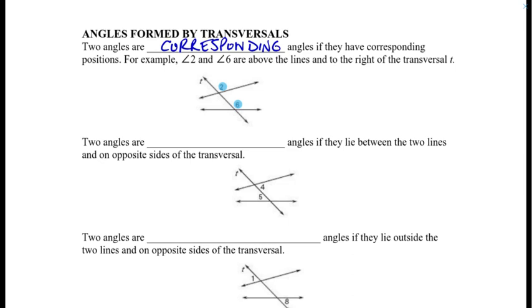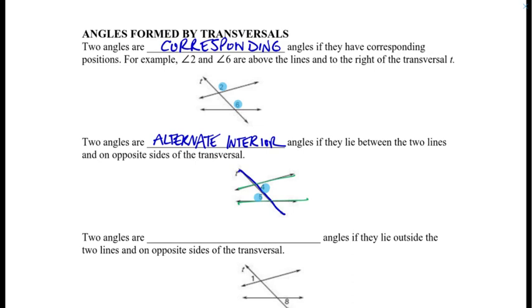Next one, we have two angles are called alternate interior angles. If they lie between the two lines and on opposite sides of the transversal. So here's a transversal, here's our two lines. So we see that these angles are in between those two lines and on opposite sides of the transversal. So they're on the inside. Angle 5 is to the left of the transversal. Angle 4 is to the right of the transversal. So we call those alternate interior angles.